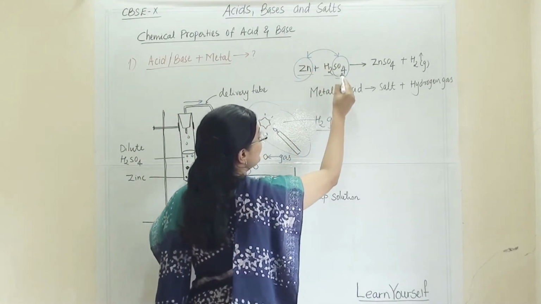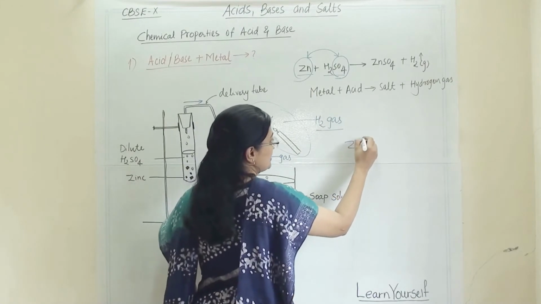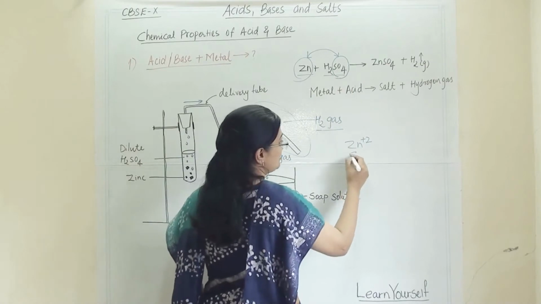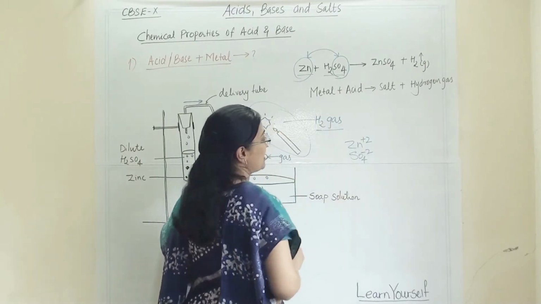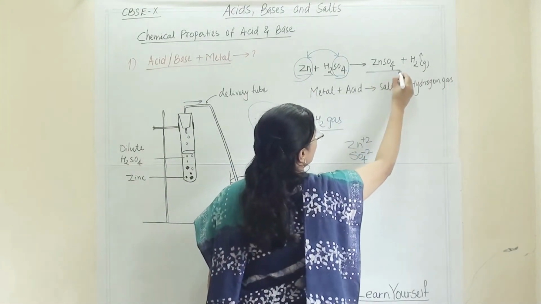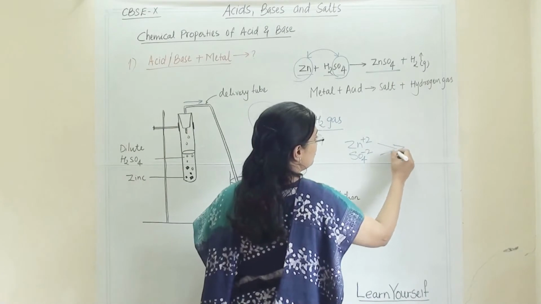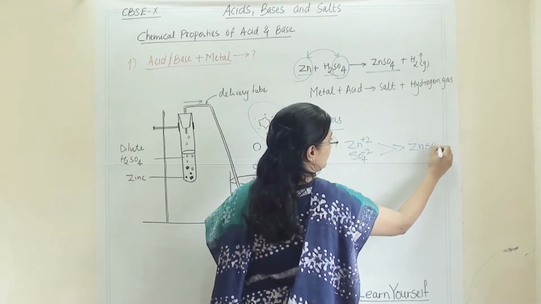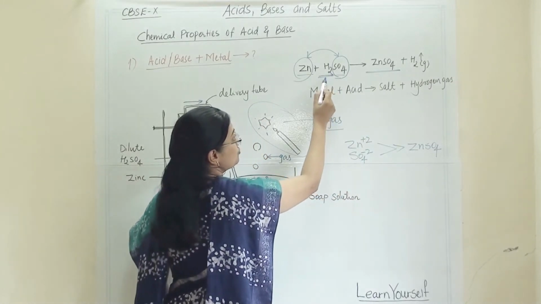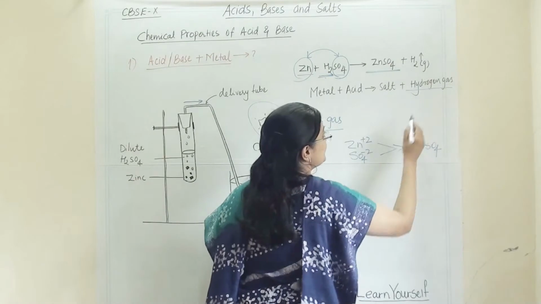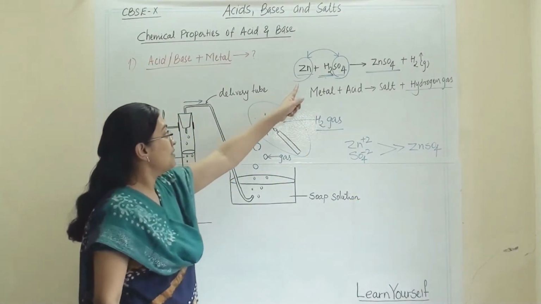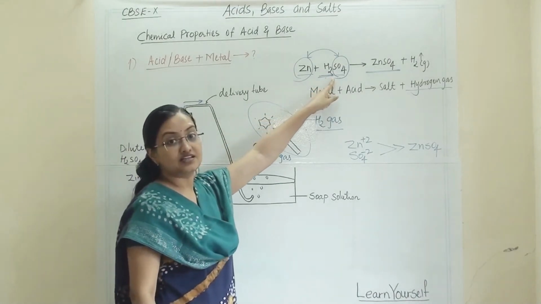When metal is reacting, metal is a positive element, Zn plus 2. So it will react with SO4, that is minus, SO4 minus 2. The combining capacity of both is 2. So they will form a salt, that is ZnSO4. This is a salt. And whatever is left is H2, so H2 we will get as evolution of gas. So hydrogen gas will evolve when metal and acid react with each other.